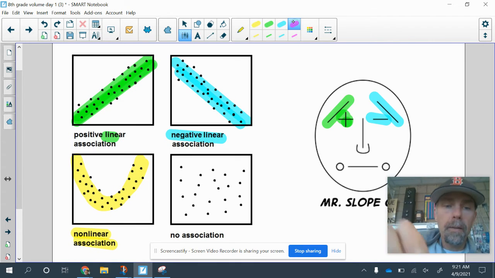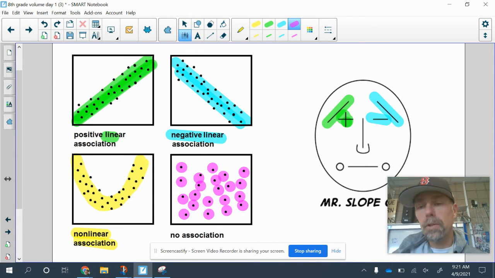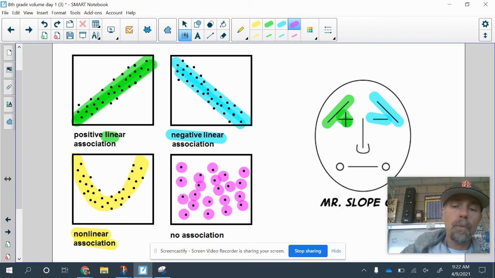And then this one here, when the dots are all over the place, there's really no association. They're not going positive. They're not going negative. They're just all over the place. That's no association. All right? Nice job. Let's practice a few more before we let you do your LTI.